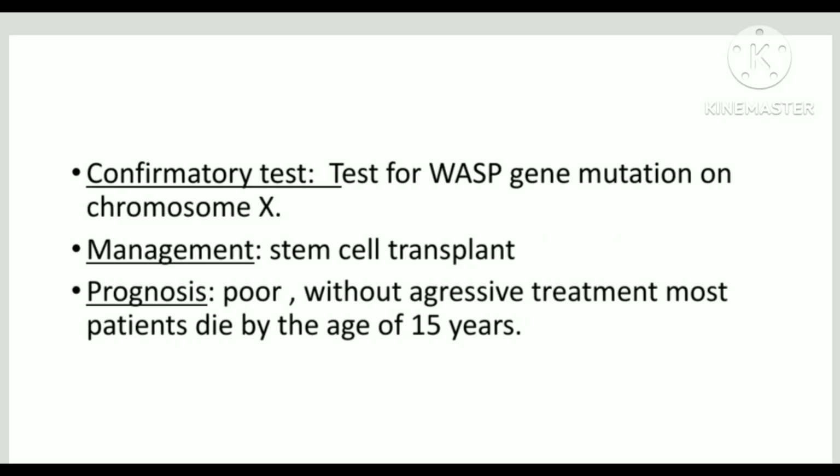The confirmatory test, for any condition where a gene is affected, will always be detecting that genetic mutation in that particular chromosome. So here we test for the WAS gene mutation on the X chromosome, and this is the confirmatory test. If it is present, then it is confirmed that the patient has Wiskott-Aldrich syndrome.